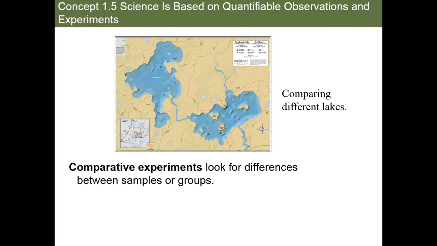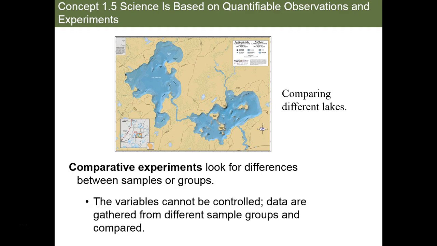Next, we will talk about comparative experiments. In these experiments, researchers look for differences between groups. With these, not all variables can be controlled. Perhaps none of them can. Data is usually gathered from different groups and compared using statistics. An example of this would be comparing atrazine between different lakes. You cannot control for temperature or size, or surrounding land use, but ideally you want your samples to be relatively similar.